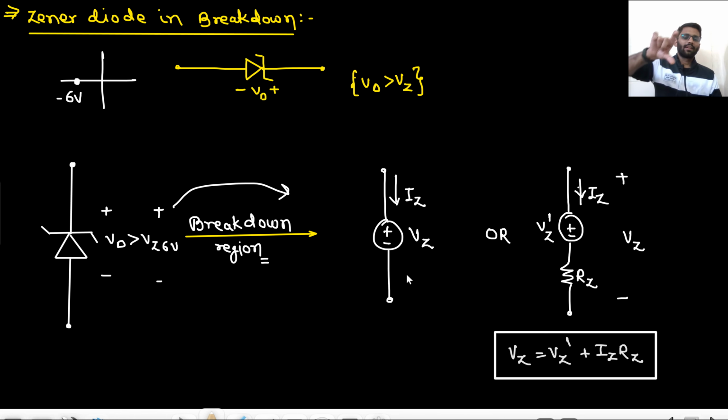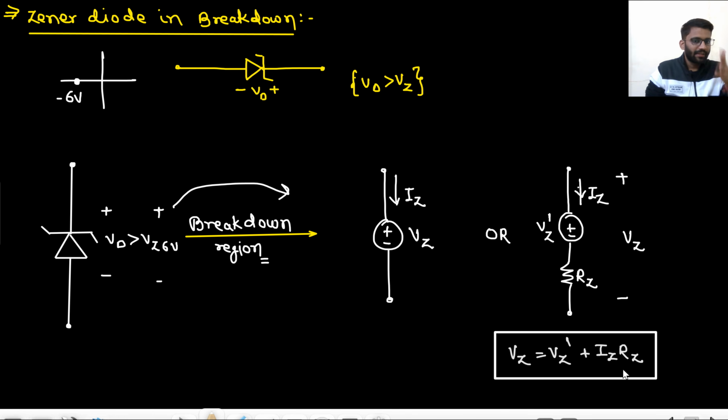Okay, and here your Vz is Vz only, but here your Vz is Vz plus Vz dash and IzRz. So basically, in forward bias, you will treat that as a diode only. In reverse bias, you will treat that as a diode only and will open circuit it. And in breakdown region, it will give you a constant voltage with some current across it. Okay, you can find the value of this current by simple network analysis.